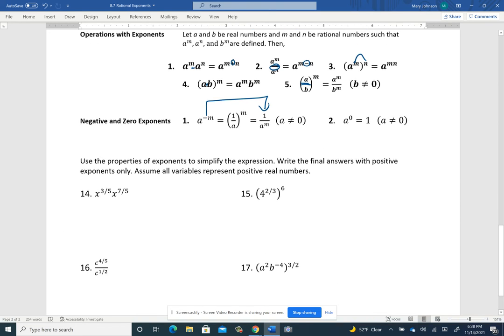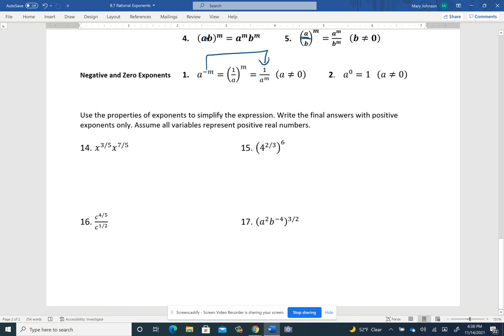Okay, so this one is asking us to simplify these expressions that have these fractional exponents, and then they want the answer to still have exponents when we're finished, just fully simplified. So like here, we're multiplying two powers that have the same base. So we should be thinking this, that we can add the exponents. Okay, like that. So that this gets combined. So that would be x to the 10/5, and x to the 10/5 would be x squared. So that would be the answer to number 14.